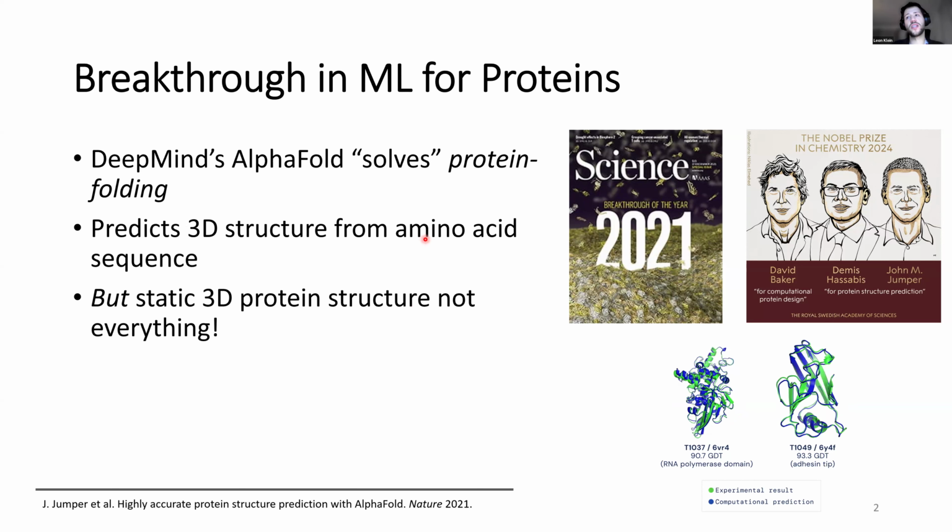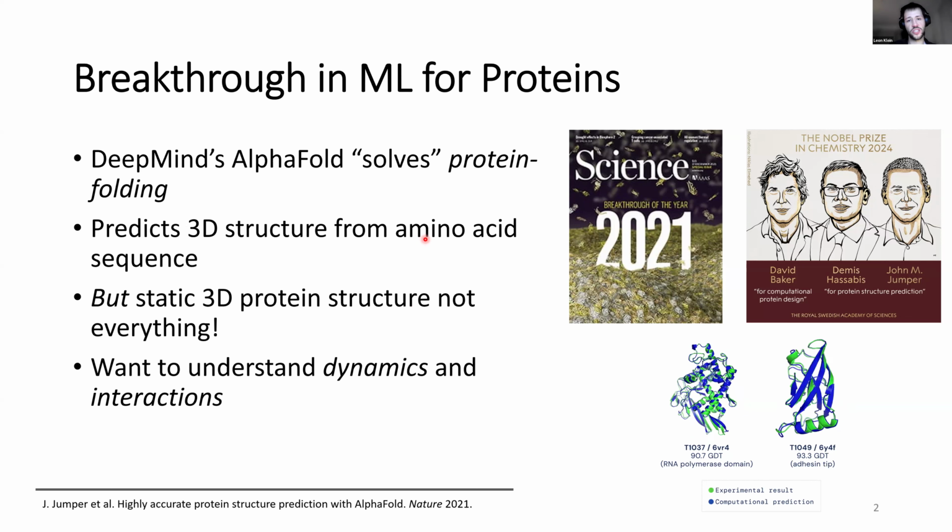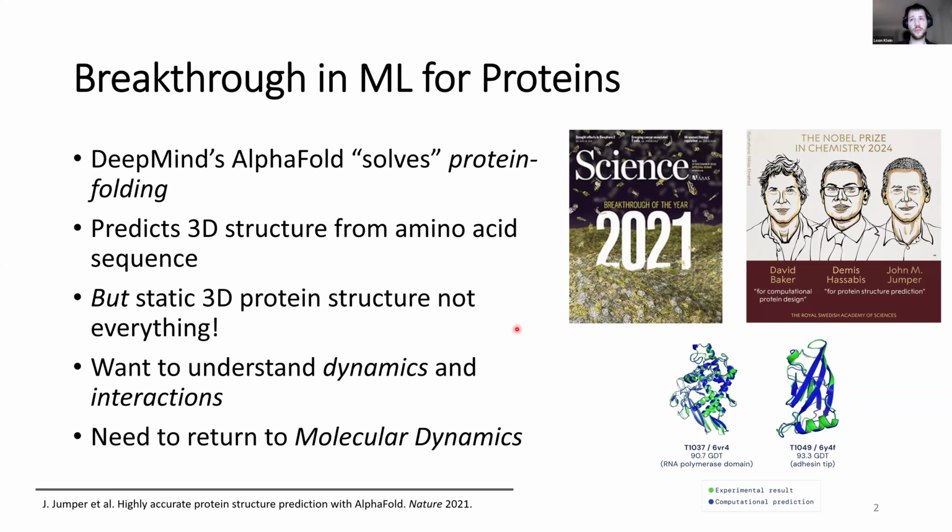We might also be interested in the dynamics and interactions of systems. For example, if we want to understand how a potential drug binds and unbinds some target protein, we might be interested in the dynamics to compute, for example, binding affinities. For this, we usually need these dynamics, and we can get these with molecular dynamics simulations.